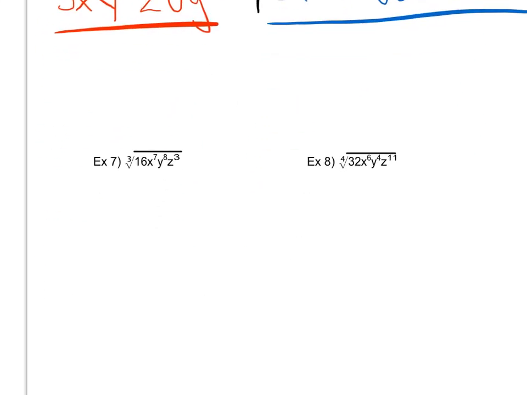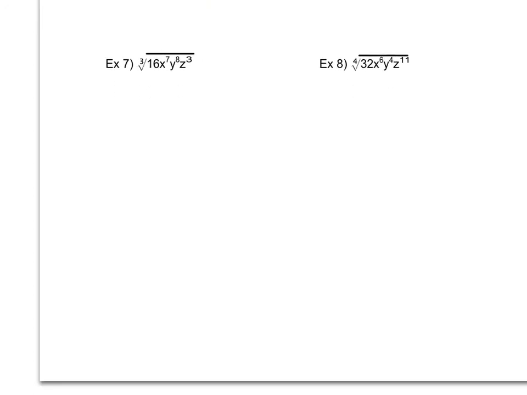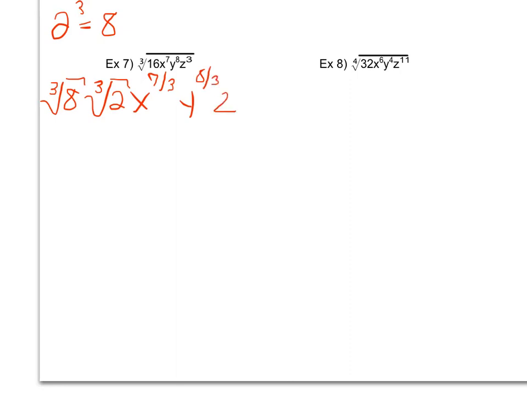And then looking at the final 2 examples, going through it much the same way. I'm going to go ahead and take example 7 and rewrite it as the cube root of, well, are there any perfect cubes in 16? I should back up a second. I know that 2 cubed is 8, and 16 is divisible by 8, so I'm going to go ahead and say that I have the cube root of 8 times the cube root of 2 times x to the 7 over 3 times y to the 8 over 3 times z to the 3 over 3, giving me 2 times the cube root of 2.